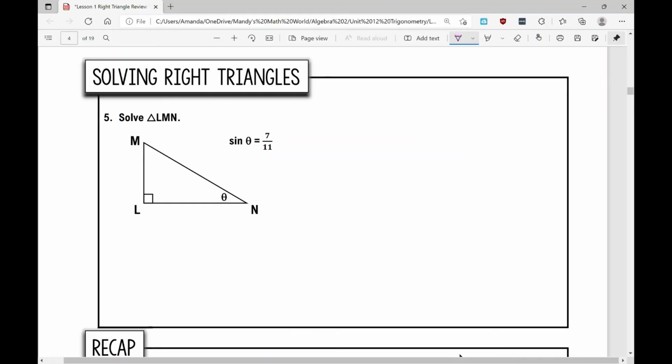here's theta right here, and I'm given that the sine of theta is 7 over 11. That's the ratio, right? So sine of theta has a ratio of 7 over 11. Well, I know sine, if I remember SOHCAHTOA, is the ratio of the opposite side to the hypotenuse.